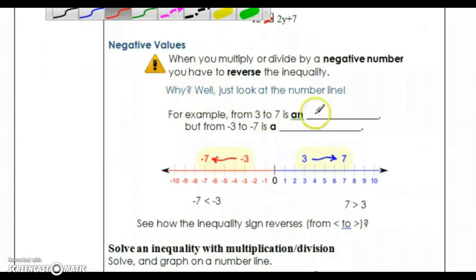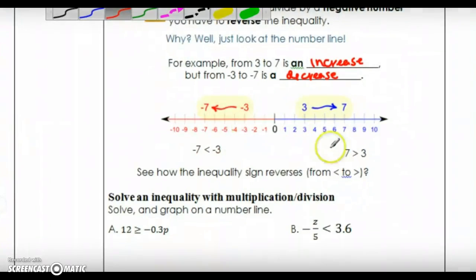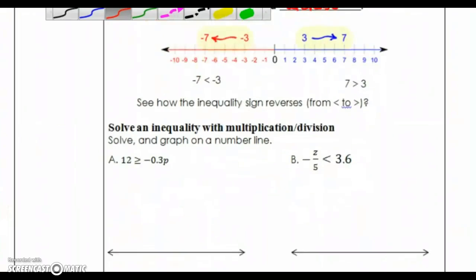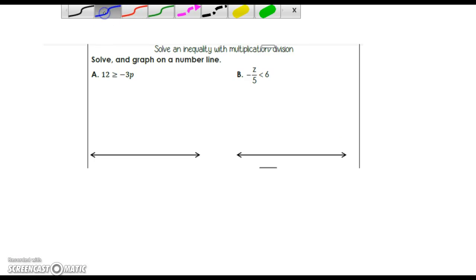Well, why? For example, 3 to 7 is an increase. But from negative 3 to negative 7 is a decrease. So as you can see here, our inequality reversed. All right, so let's go ahead and solve these.